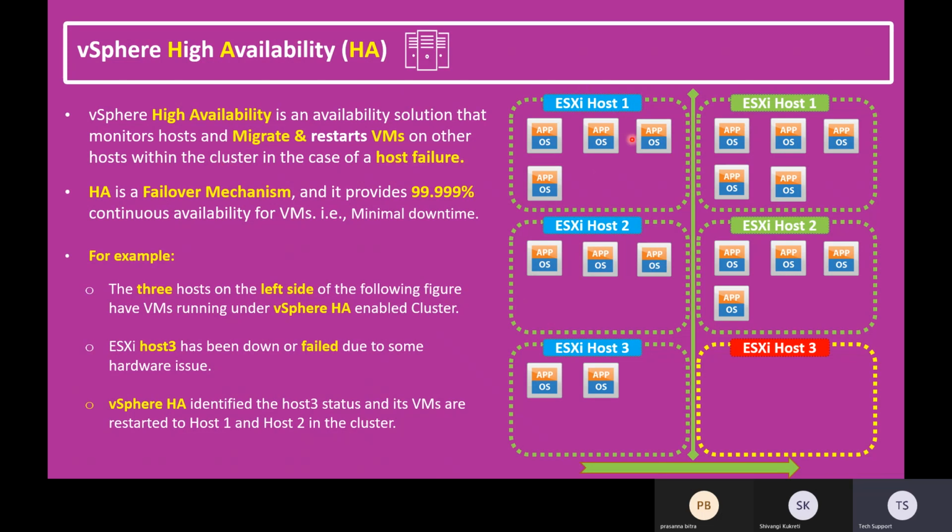Suppose in this diagram, we have ESX1, ESX2 and ESX3. This is our cluster of 3 hosts. But all of a sudden ESXi3 is down. That's why the color is changed to red. When the ESXi host goes down or fails, whatever VMs are running, the two virtual machines are migrated and restarted, one VM on ESX2 and another VM on ESX1. So it's automatically migrated and restarted on ESX1 and ESX2.